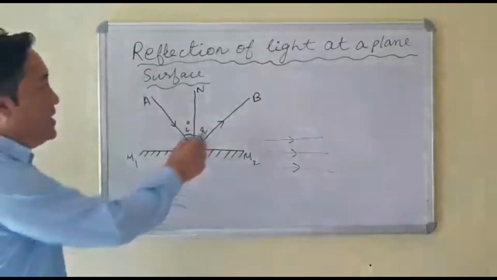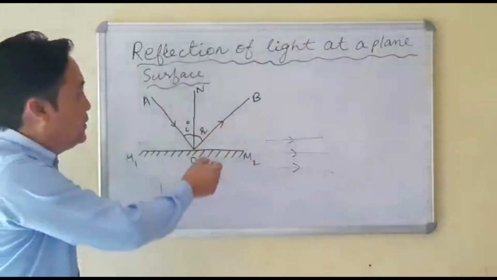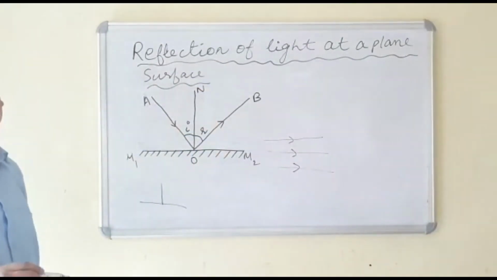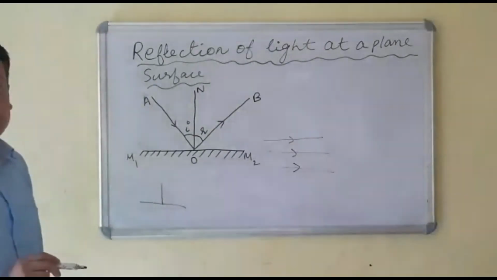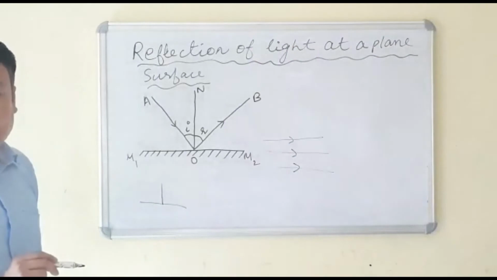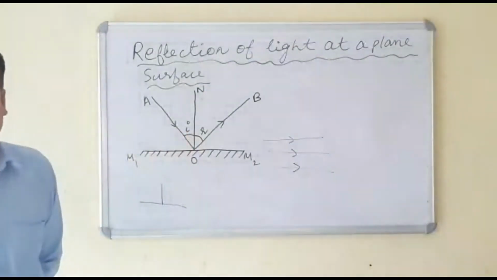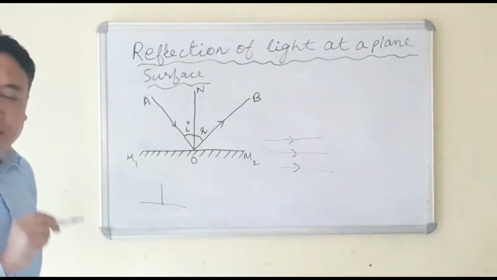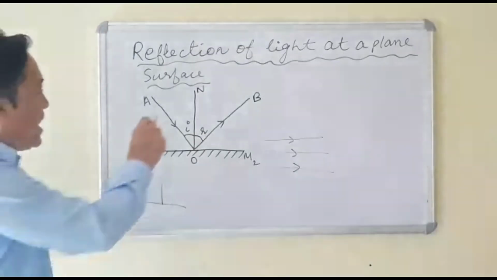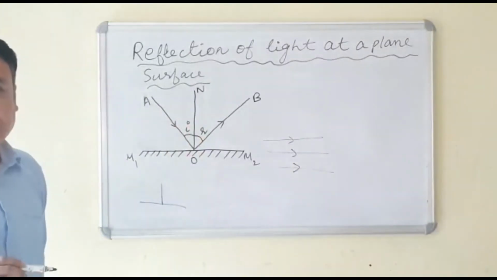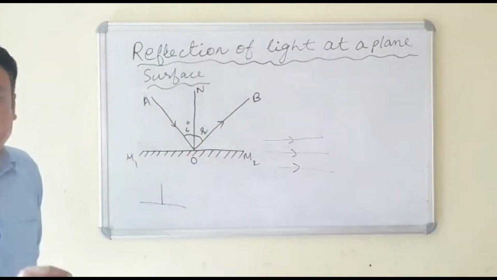Next one, the angle made by the reflected ray with the normal is known as the angle of reflection, and small letter r is the angle of reflection. Now here the angle of incidence is always equal to the angle of reflection. Remember that the angle of incidence is always equal to the angle of reflection.